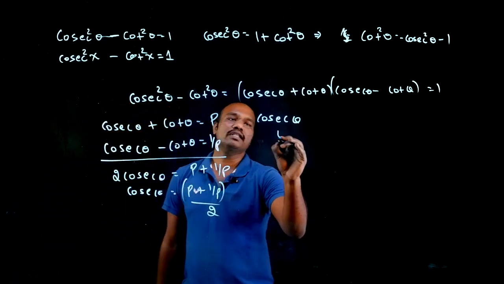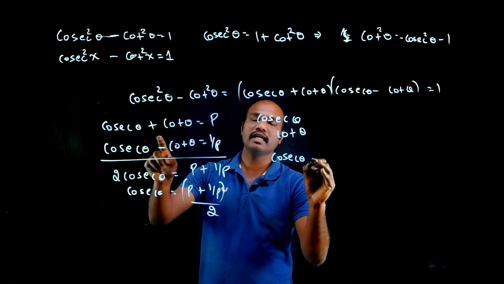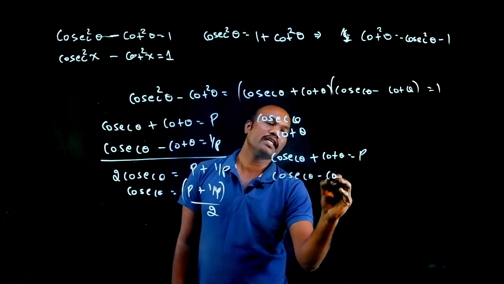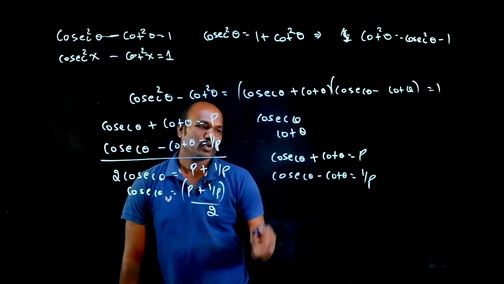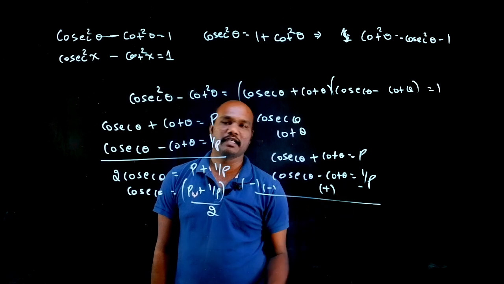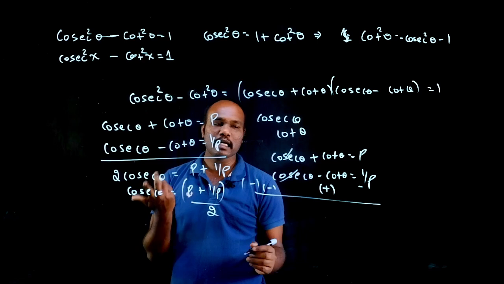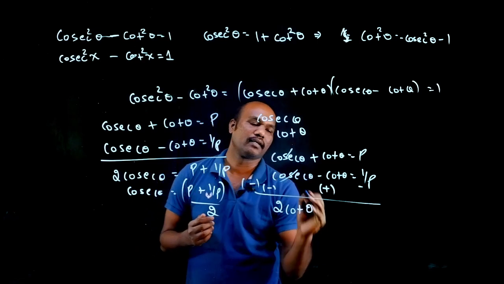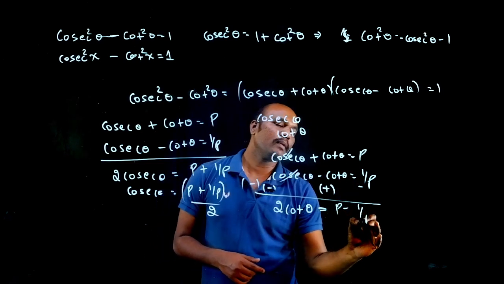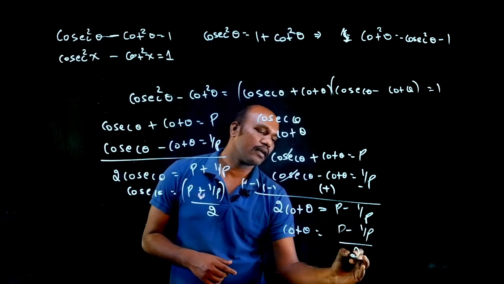Now what is the value of cot theta? See here, I'll just do the cot theta thing. Cosecant theta plus cot theta is equal to P. So cosecant theta minus cot theta will be equal to 1 by P. So if I want cot theta, I take the second one as negative: this will become negative, this will become positive, and cosecant theta and cosecant theta get cancelled. Cot theta plus cot theta is 2 cot theta, which is equal to P minus 1 by P. So cot theta will be equal to P minus 1 by P over 2.